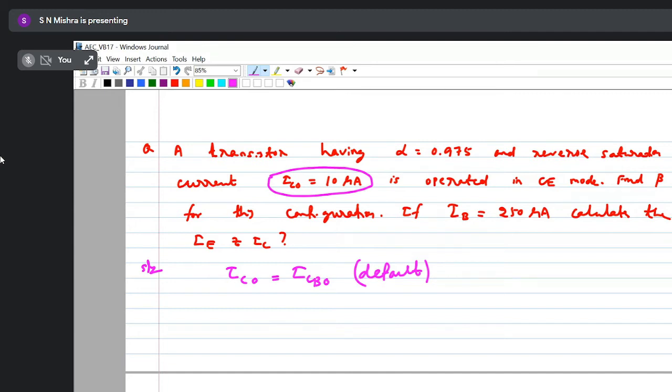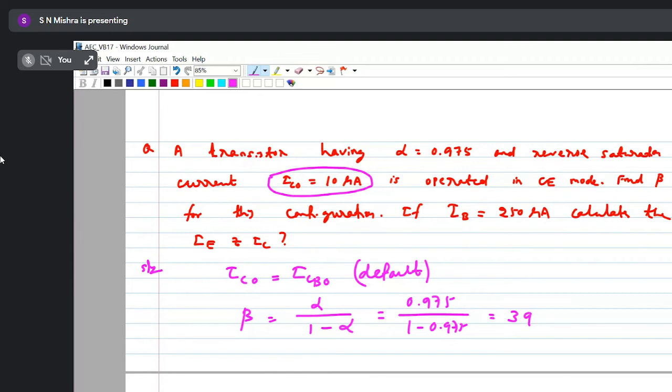Now, alpha is given, so you can easily find beta. Beta equals alpha divided by 1 minus alpha, that is 0.975 divided by 1 minus 0.975. What is the answer? 39.